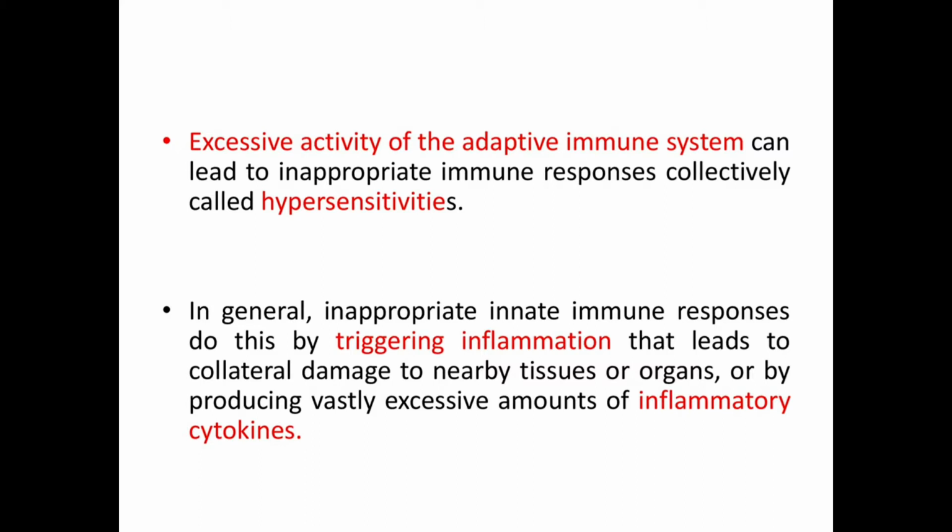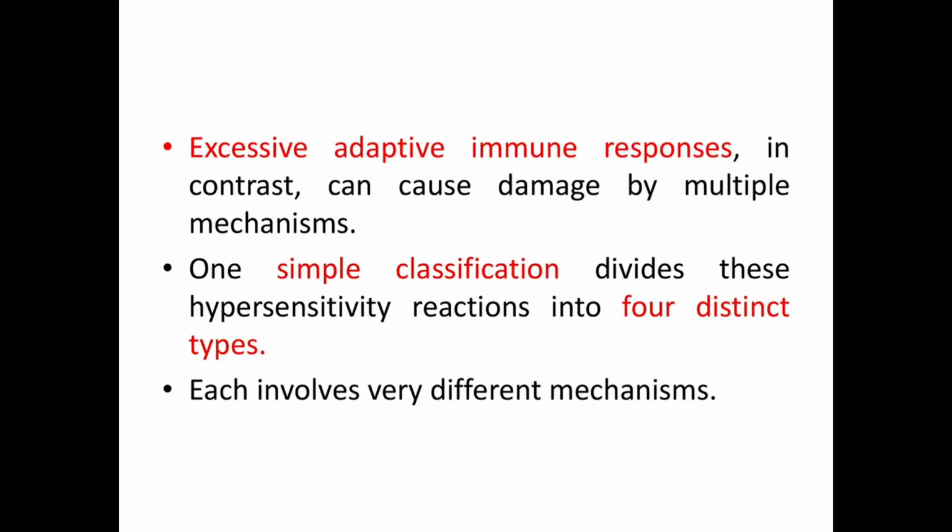In general, inappropriate innate immune responses do this by triggering inflammation that leads to collateral damage to nearby tissues or organs, or by producing vastly excessive amounts of inflammatory cytokines. Excessive adaptive immune responses, in contrast, can cause damage by multiple mechanisms. One simple classification divides these hypersensitivity reactions into 4 distinct types, and each type involves very different mechanisms.